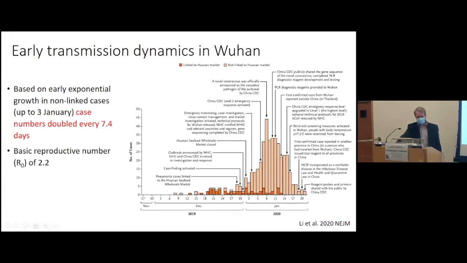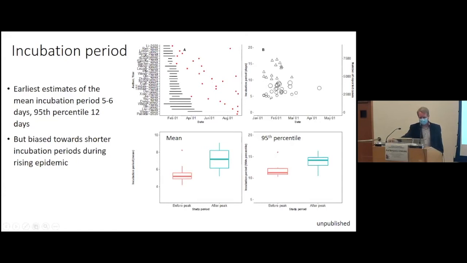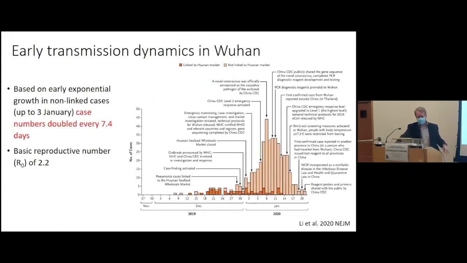One of the most important findings in that study was an estimate of the reproductive number, because that tells us how fast COVID is spreading, in this case in Wuhan. We looked at the earliest data on cases dating back as far as early December, and we estimated in this analysis that there was an exponential rise, particularly in the non-linked cases, the cases not linked to the seafood market, and the doubling time was 7.5 days, with a serial interval of also about 7 days. From that, we got a reproductive number estimate of about 2.2.